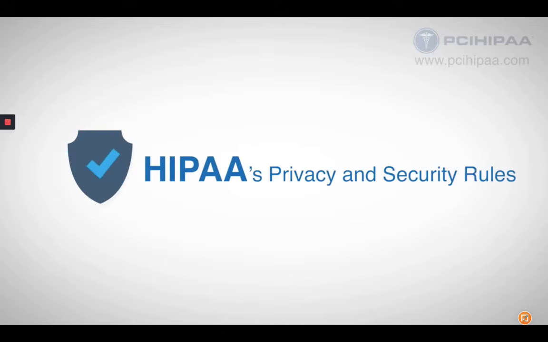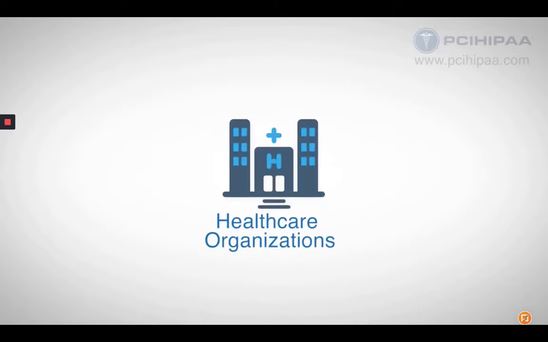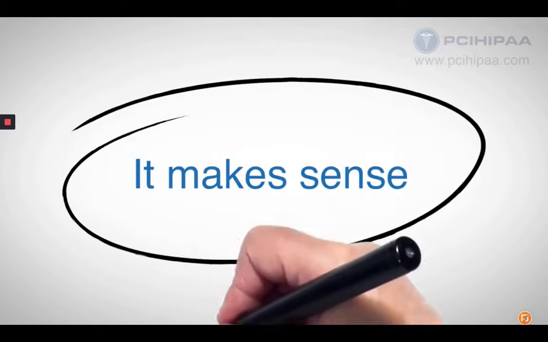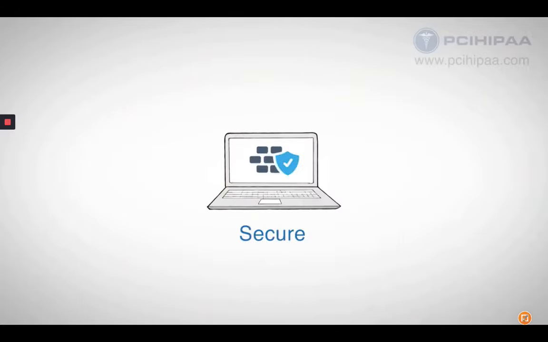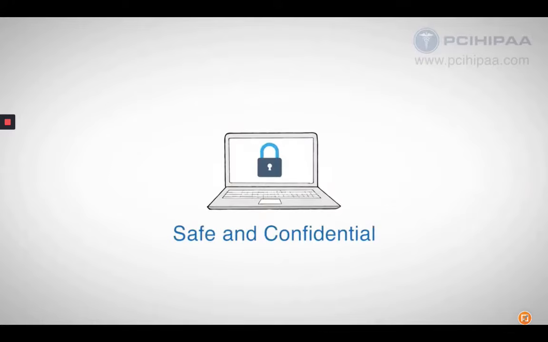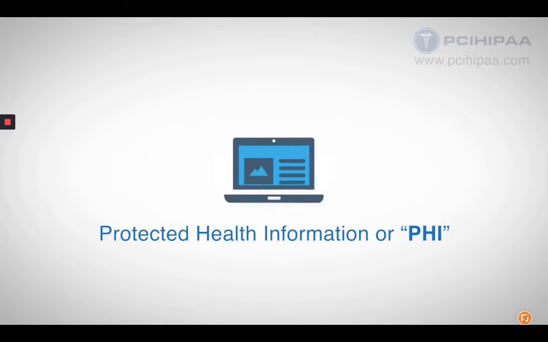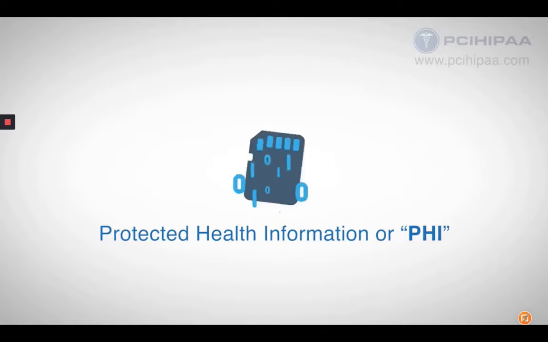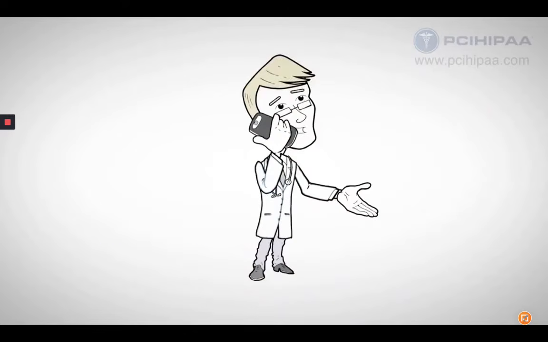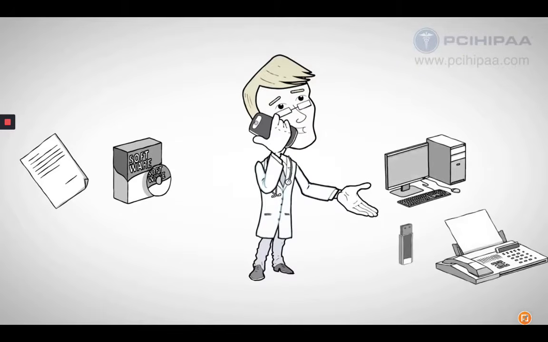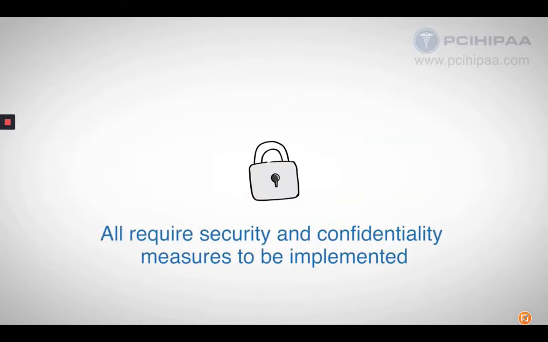HIPAA's privacy and security rules require healthcare organizations to adopt processes and procedures to ensure the highest degree of patient confidentiality. It makes sense. Patients desire their information to be secure and rely on you to keep it safe and confidential. Personal health information, or PHI, can be created, stored, or transmitted in many formats through verbal conversations, written documents, over computer software or hardware, and in various other forms. All require security and confidentiality measures to be implemented.